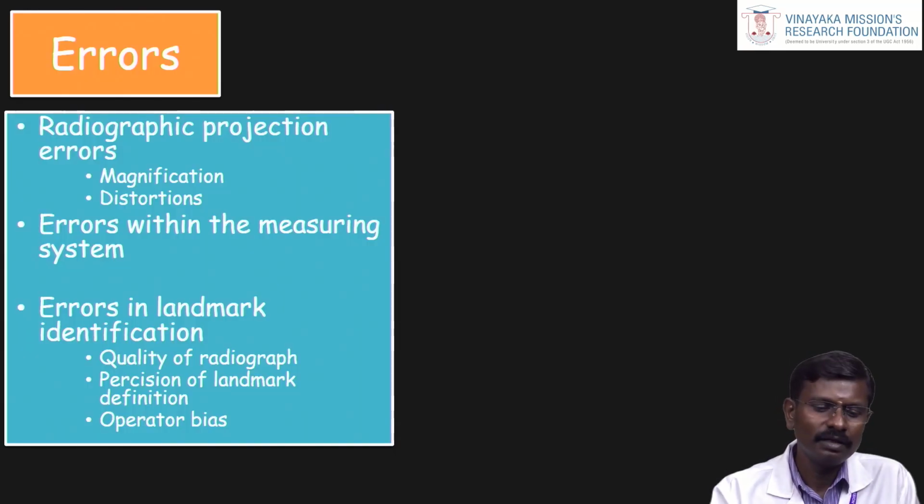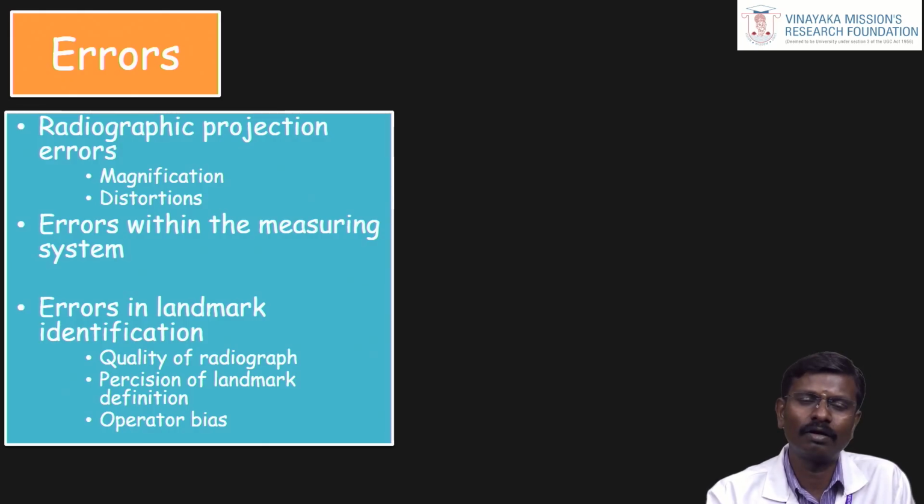Coming to the errors, some radiographic projection errors might be there with magnification or distortion. Measuring errors can occur if you're doing a hand tracing or digital tracing. If you didn't mark the landmark properly, you will get measurement errors, and based on the quality of the X-ray or radiograph you are not able to find some landmarks, and if you are not able to find some landmarks, you just mark the point close to that landmark. That will give a faulty result.